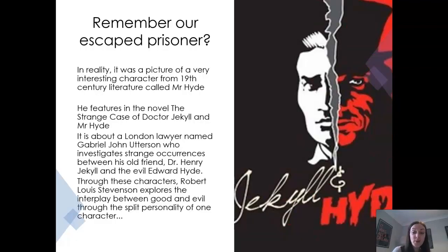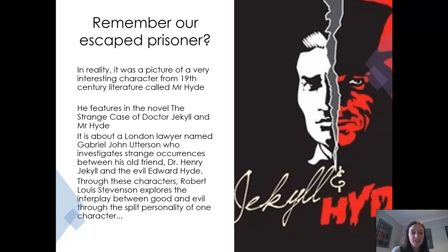So if you think back to our escaped prisoner, the one you were describing, in reality, this was a picture from a very interesting character from that 19th century novel, and his name was Mr. Hyde. So he features in The Strange Case of Dr. Jekyll and Mr. Hyde, and it's a story about a London lawyer named Gabriel Utterson, who investigates some strange occurrences between his old friend, Dr. Henry Jekyll, and this strange and almost evil character of Edward Hyde.